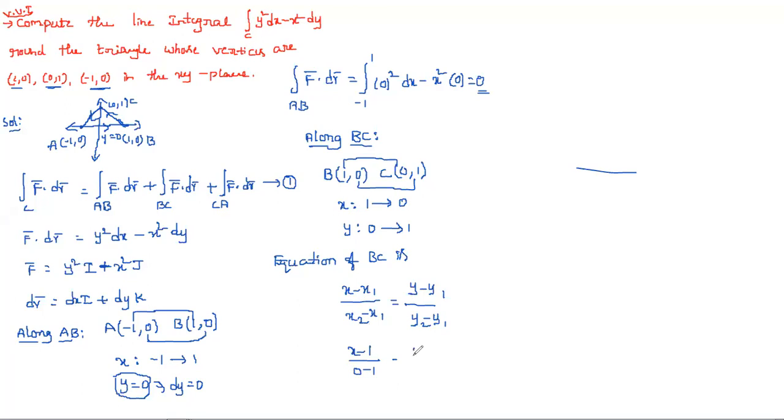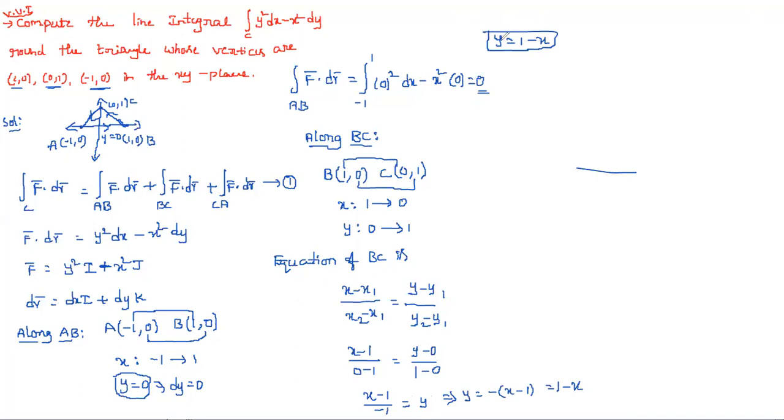And y minus y1, where y1 is 0 and y2 is 1. So y2 is equal to 1 and y1 is 0. So simply we get (x minus 1) by minus 1 is equal to y. It means the line here is y equals minus of (x minus 1). Multiplying, we get minus y is equal to 1 minus x, so y is equal to 1 minus x. So this is the line.